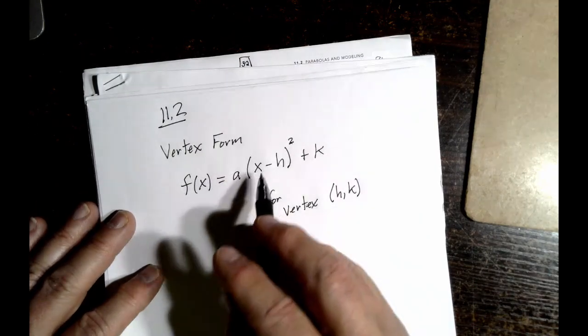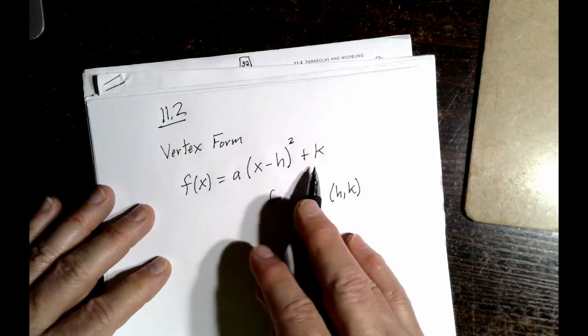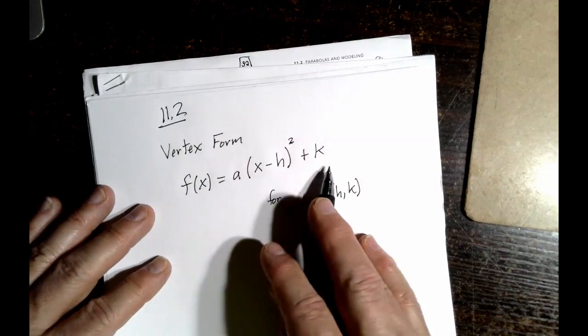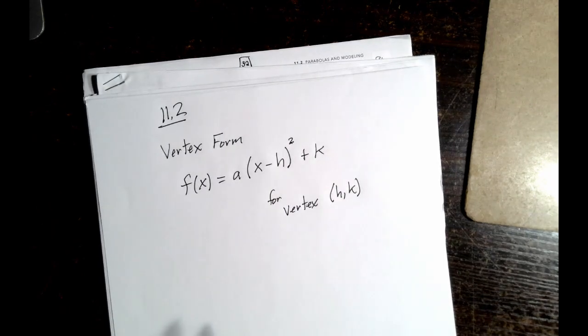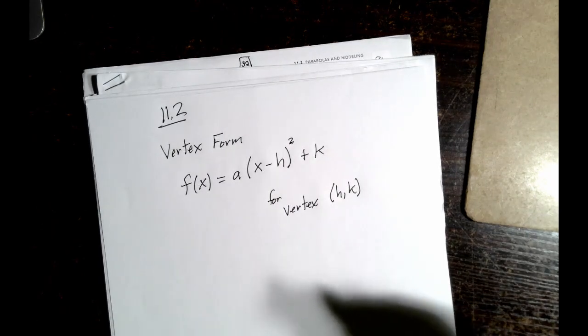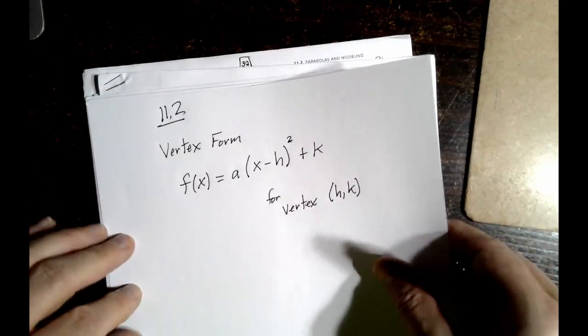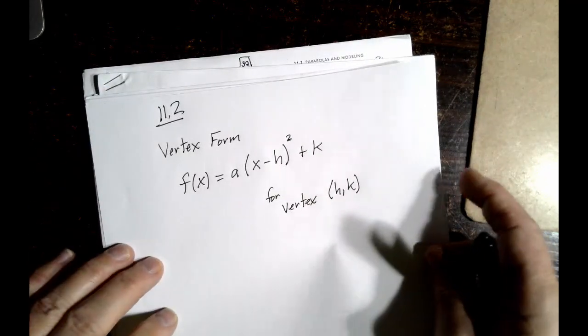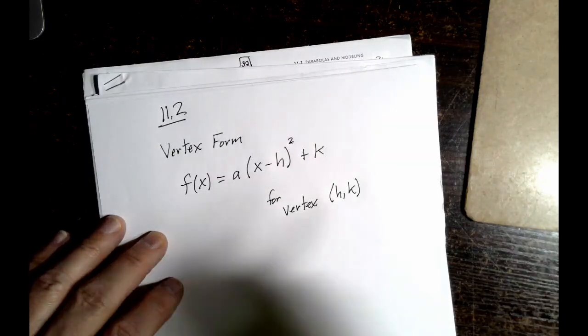So if you know your vertex and you know what a is, you can just write all this out and you already found your vertex form. Now if you don't know your vertex, you can just figure out the vertex using the technique we just discussed in the previous section. And once you know that, I think most of the questions they ask you, a is either 1 or negative 1.